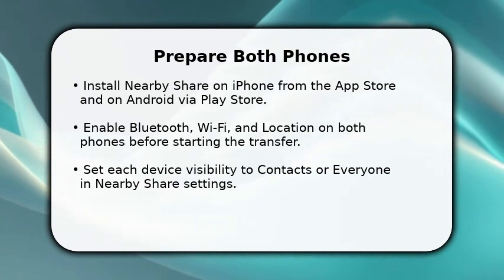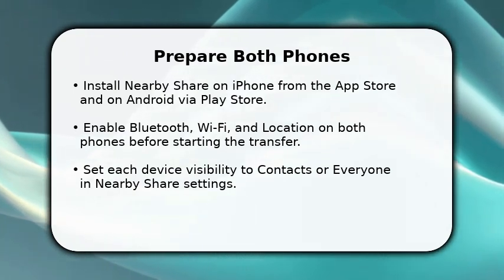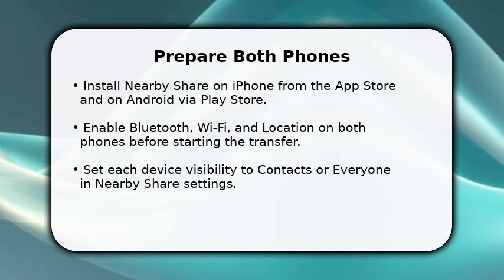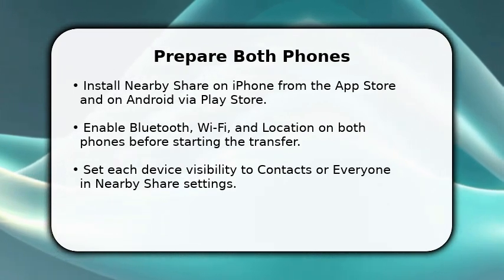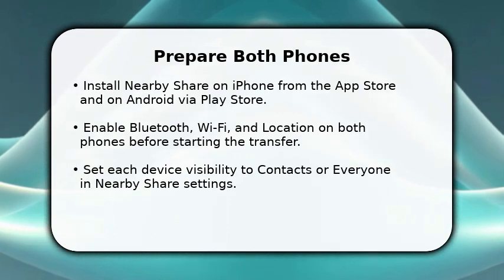In Nearby Share settings, set visibility to contacts or everyone for quick detection. Keep screens unlocked and stay within 3 to 10 feet for best connection stability. Close conflicting apps that use Bluetooth to avoid pairing delays or failures.